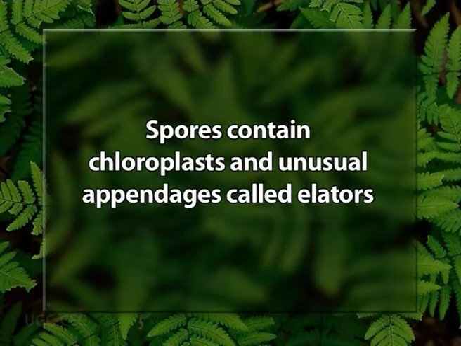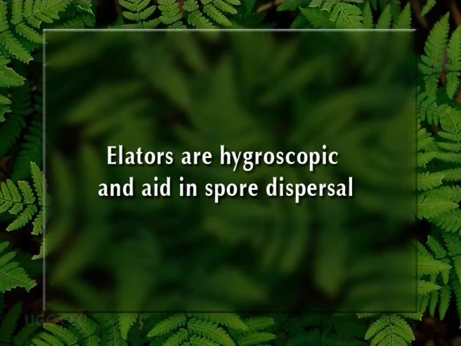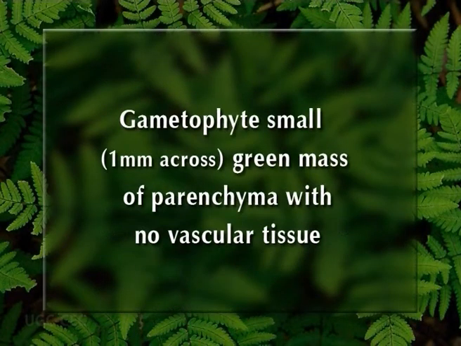The spores are unique among the vascular plants in containing chloroplasts and an unusual appendage called elaters. The elaters are hygroscopic and uncurl from the spore body upon drying. Thus, they aid in spore dispersal. The gametophyte in this group is small, about 1 mm across, a green mass of parenchyma with absence of vascular tissue.